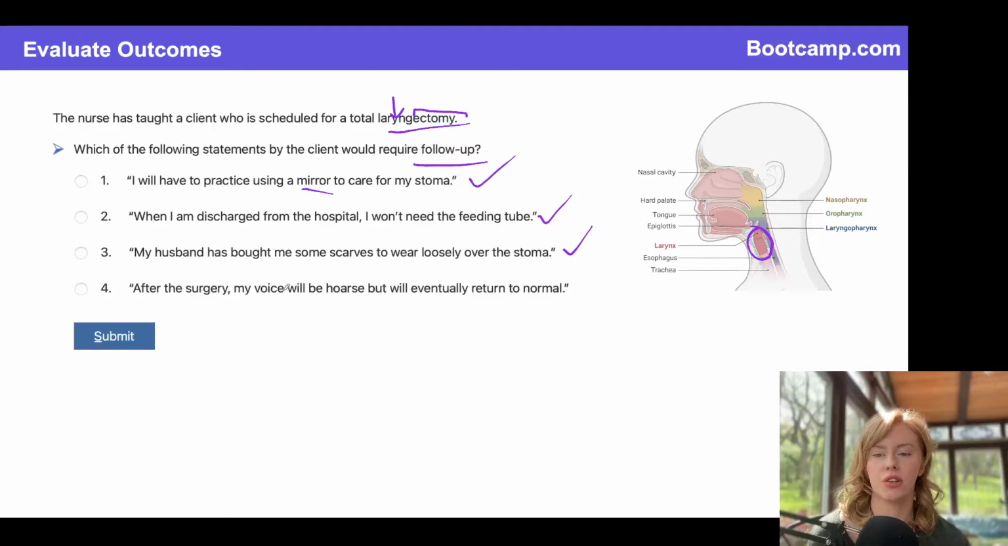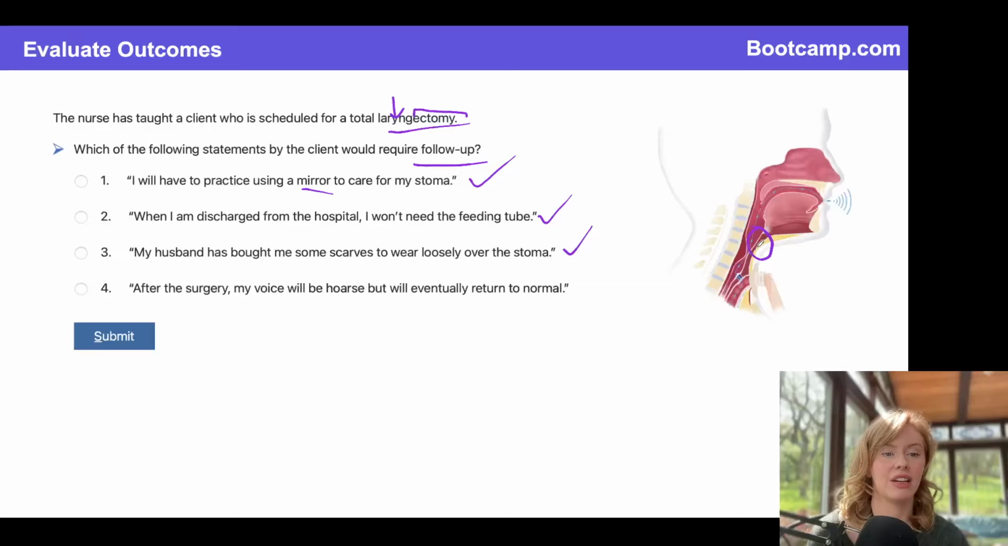Then finally, "After the surgery, my voice will be hoarse but will eventually return to normal." Does this statement require follow-up? Yes, it does. So regrettably, after they have got their voice box removed, they will never have a normal voice again. We can do something, they can have a voice prosthesis where they implant something and the patient can manually change the direction of the airflow, so that they can create a normal sounding speech. It's maybe a little robotic in nature, but it's not normal speech. Someone who has had their vocal cords removed is never going to have normal speech again.